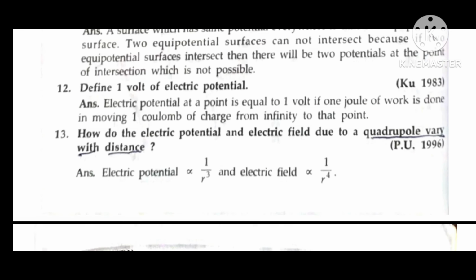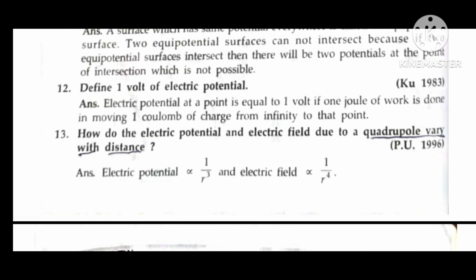Define 1 volt of electric potential. Electric potential at a point is equal to 1 volt if 1 joule of work is done in moving 1 coulomb of charge from infinity to that point.